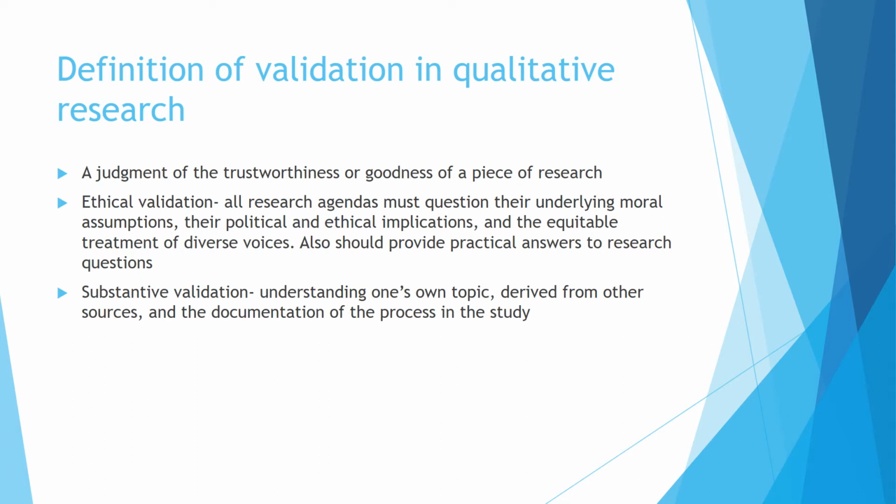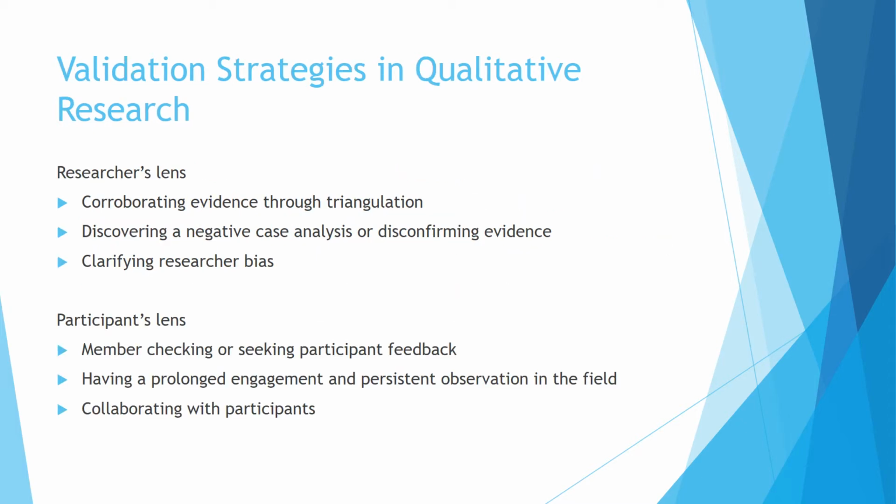Now, when you look at a substantive validation, you're understanding one's own topic, derived from other sources, and the documentation of the process in your study. When validating your research, when you look at it through a researcher's lens, you're corroborating evidence through triangulation, which we have talked about in this module. You're also discovering if there's any negative case analysis or disconfirming evidence of your topic, and you also need to ensure that you clarify the researcher bias involved.